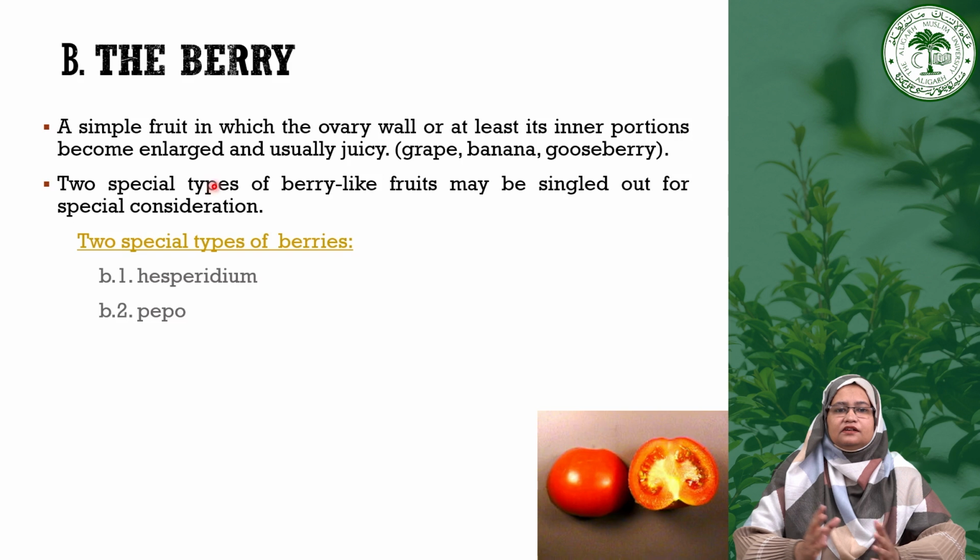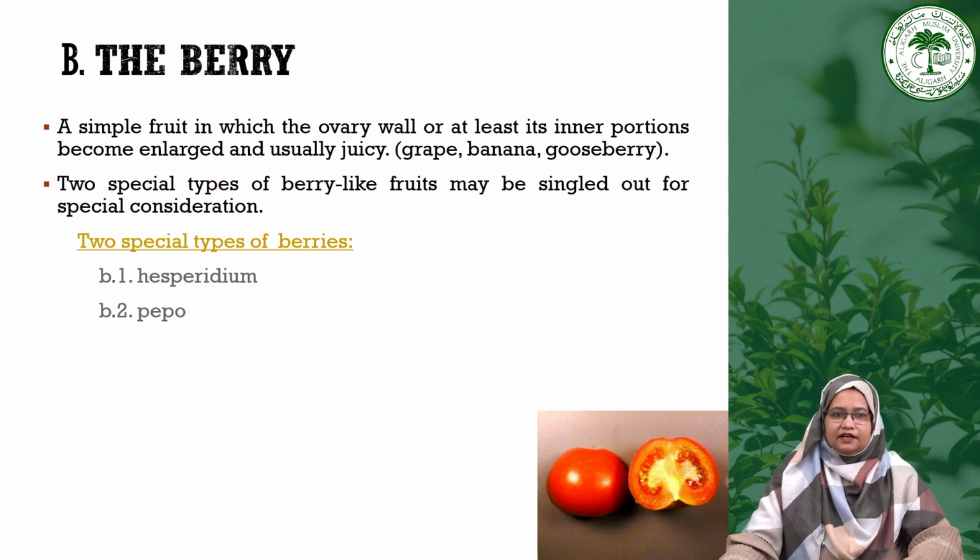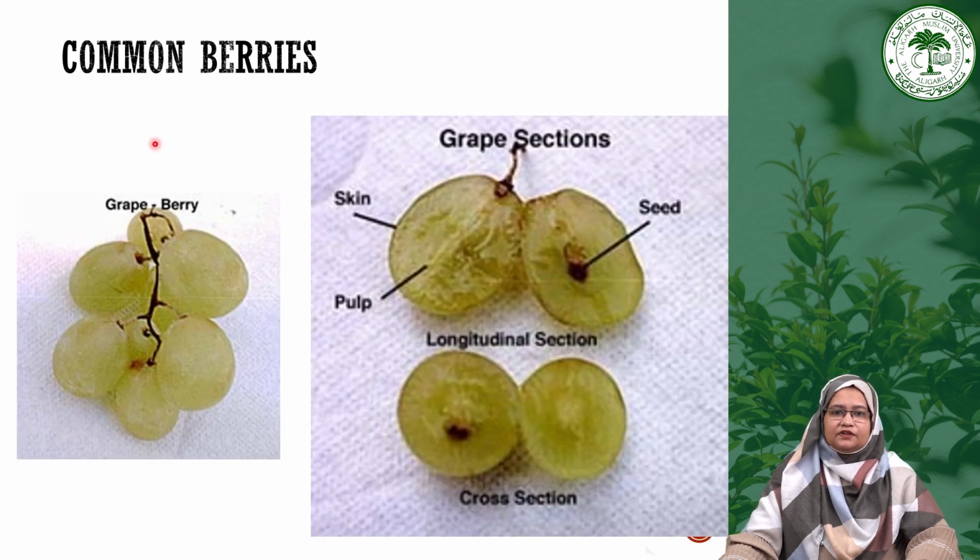So, berries are simple fruits in which the ovary wall, that inner portion, becomes enlarged and juicy. As you can see here, the grape is also a type of berry. These are the skin and this is the inner portion, which is fleshy in nature. This is the longitudinal section, with the pulpy portion, and you can see in the center there is a seed, and this one is the cross section of the grape. So, these are the types of berries.